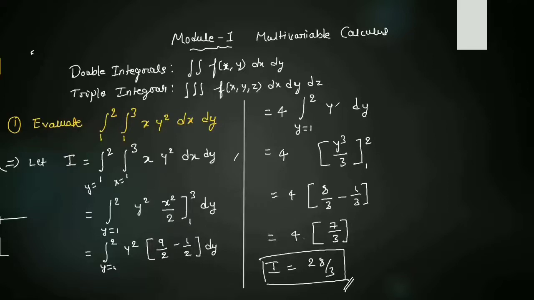Okay, this is y square. I have missed it here. I don't know how it got dropped. So we have y square dy. If you integrate y square, we get y cube by 3, with limits 1 to 2. If you substitute 2 here, it is 8 by 3, and if you substitute 1, it is 1 by 3. If you simplify, your answer is 28 by 3.